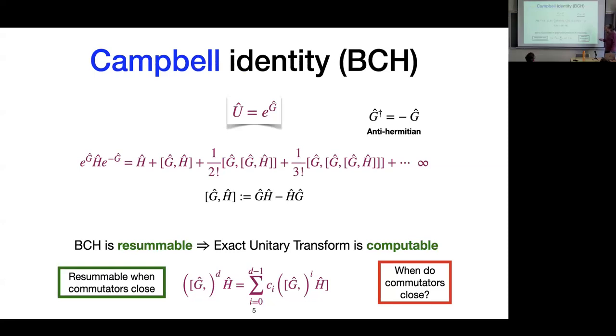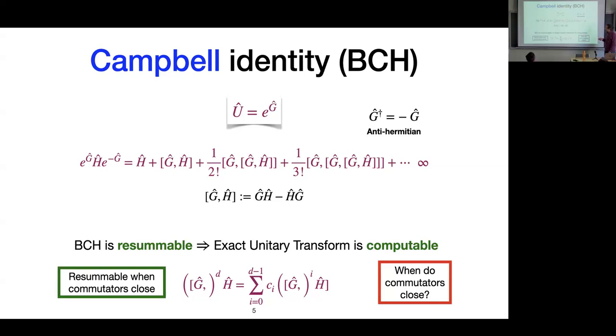So a general unitary transformation is given by an exponential of an anti-Hermitian generator. And the transformation is given by the Campbell identity, or the BCH as it's more commonly known, where here the commutator is just GH minus HG. So when this infinite summation becomes resummable to finite terms, this unitary transformation is exactly computable. So it is one particular case when this becomes computable.